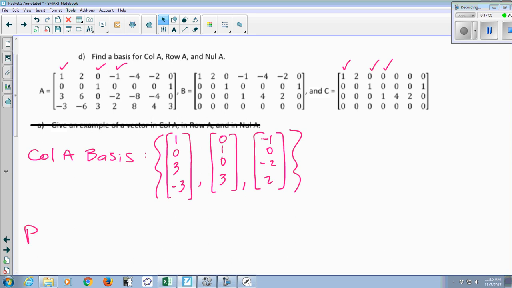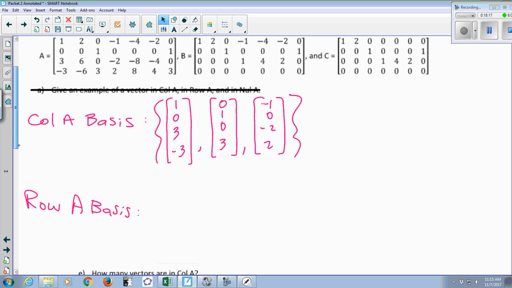Your basis for row A are any non-zero rows of the reduced matrix A. And you can take them from the reduced matrix or A itself, doesn't matter. So I'm just going to take them right from C, so there's less going back and forth. And I think I will write it vertically.